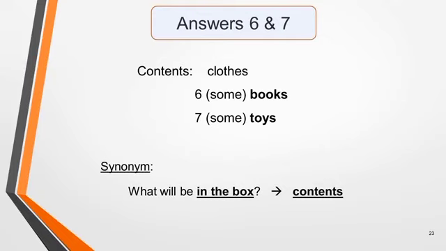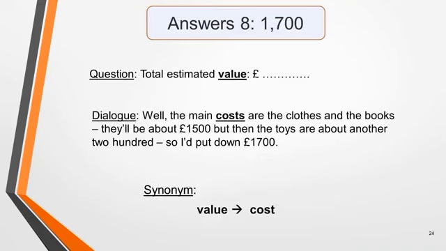Clothing is already on the form, so the two answers are books and toys. They can be written in either order. Did you spot the synonym used? The word contents appears on the form, but the agent says in the box, which means the same thing.